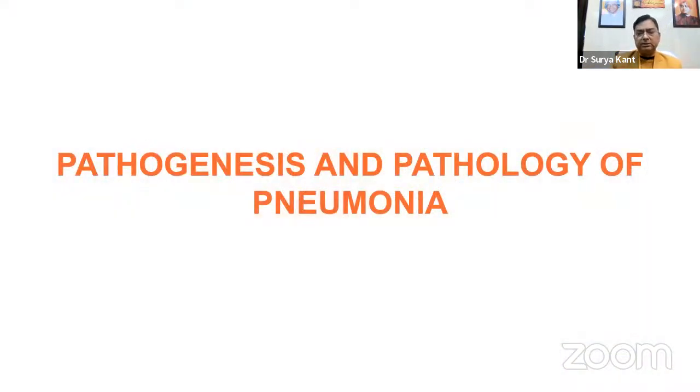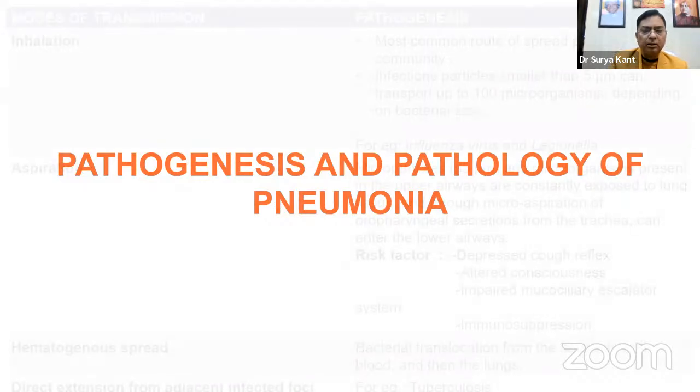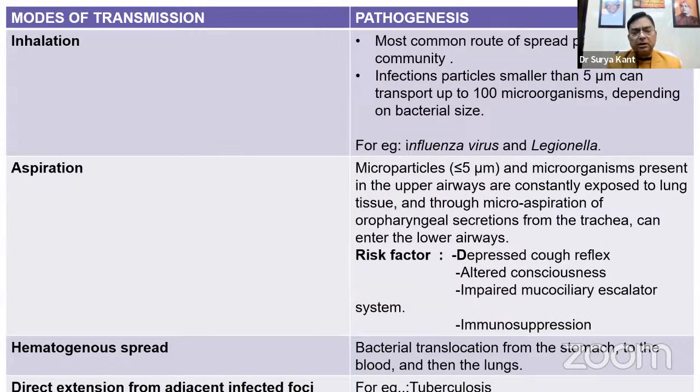Now, what are the pathogenesis and pathology of pneumonia? If you see the mode of transmission, the most common route of spread for community-acquired pneumonia is the inhalation route. Infectious particles smaller than 5 microns can transport up to 100 microorganisms, depending on bacterial size.